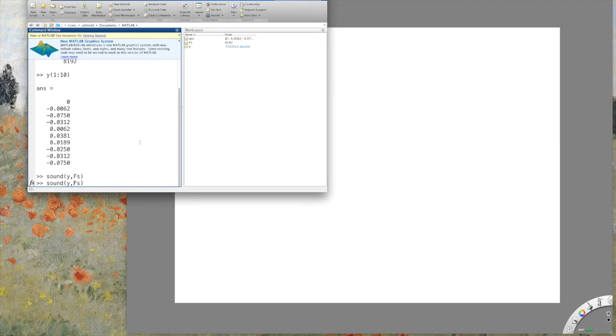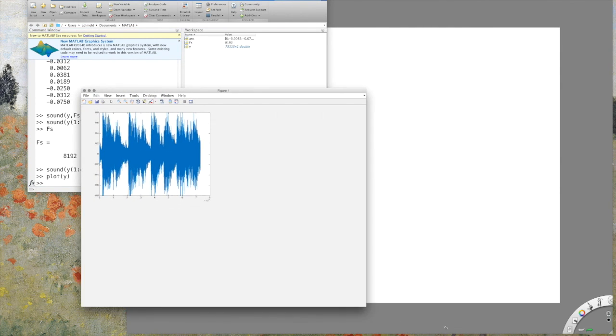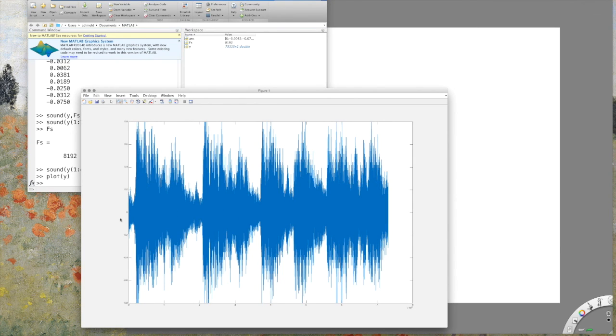If you want, you can just hear the first 1,000 samples, which is very short because the sampling frequency is 8,000, so this is 1/8 of a second. But let's say that we hear the first 4,000, which is half a second. Okay, and then you can also plot y if you want. The signal, which is just an array of numbers, and you can zoom in here, and you can see these numbers.